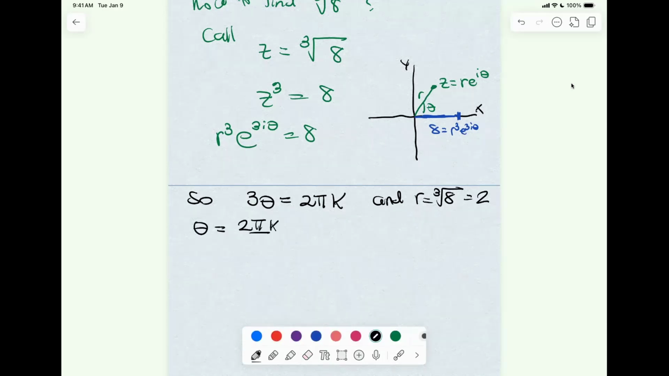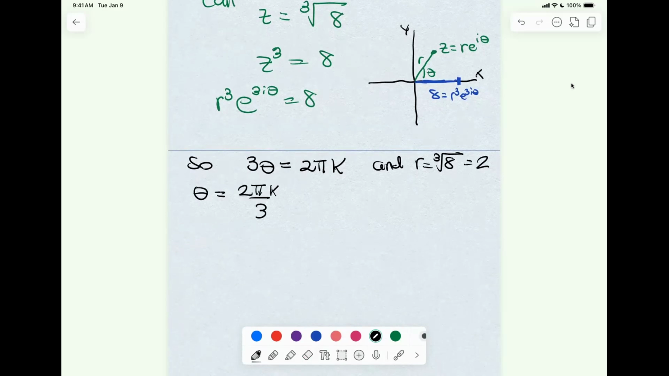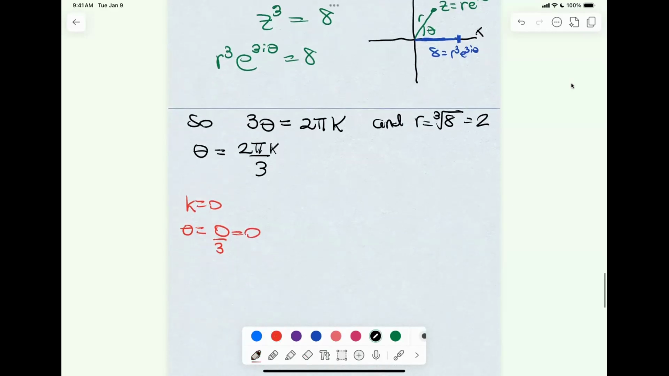So theta equals 2 pi k over 3. Okay, so let's just work it out with the first few values of k. For example, what if k had been 0? Then the angle is 0 over 3, which is just 0, right? And that is the regular cubic root that you know and appreciate, because the angle had been 0. So this cubic root just literally gives you 2, right? 2 is an angle 0 with respect to the x-axis.